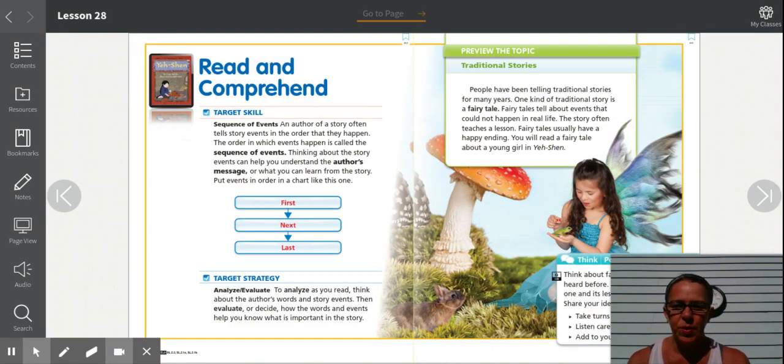Today we'll be reading a story called Yeh-Shen. Yeh-Shen is a traditional story. A traditional story is a fairy tale. You know some fairy tales, like Cinderella. So fairy tales tell about events that could not happen in real life.